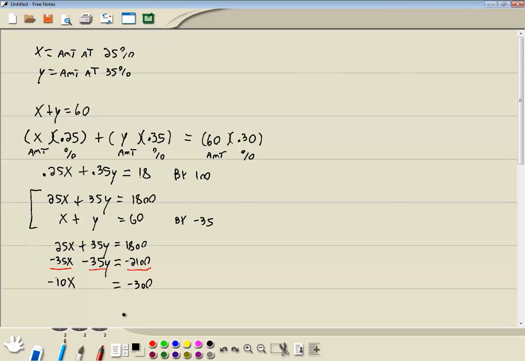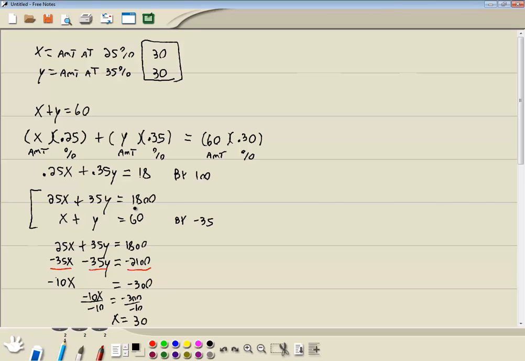Okay, that looks right. So then we'll divide both sides by negative 10. Negative 300 divided by negative 10, negatives cancel, and that gives us 30. So there'd be 30 liters at 25%. Now, if there's a total of 60, then that's also going to be 30 liters at 35%. Okay, now that's the addition method. I'm going to show this on the calculator also.